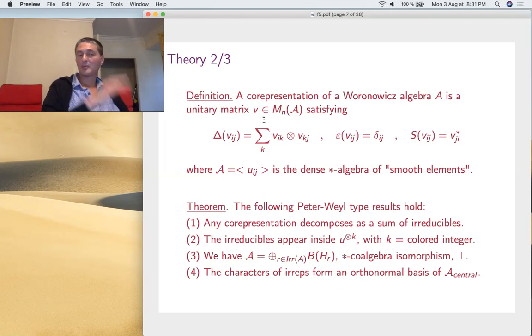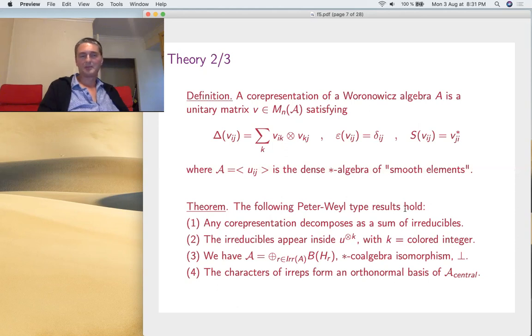Also U bar: if you put bars everywhere, which means stars in practice here, then the conditions will still hold true. So any representation has a contragradient, a complex conjugate if you want. Now as in the classical theory, of course you can talk about irreducibles and all the Hom spaces. It's exactly the same definitions as in the classical case. Now the theorem is that the Peter-Weyl theory holds.